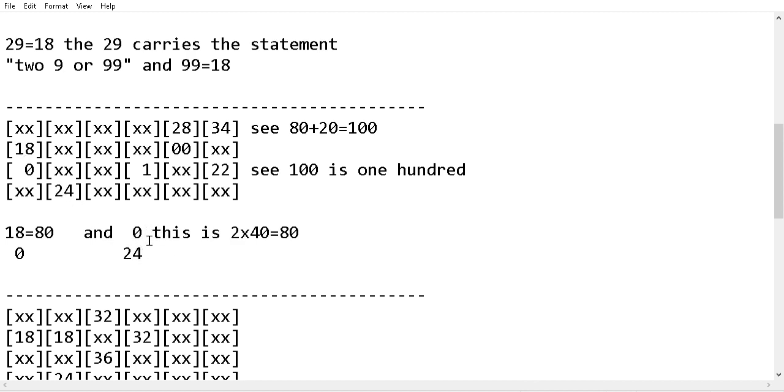40, 40. And 40 plus 40 is equal to 80. So this 80 is answered by this 24. It says 240s, and that is equal to 80. So let's go on to another concept here.